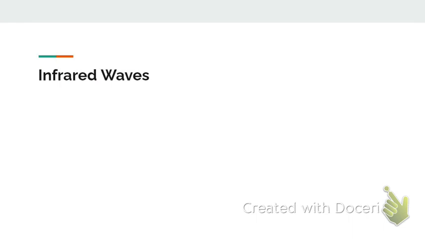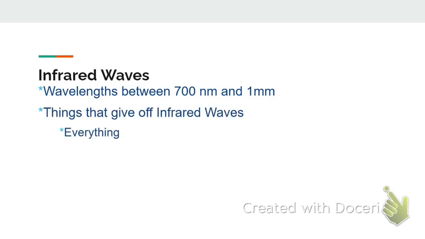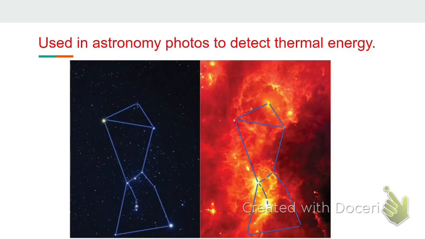Next is infrared waves. These waves are between 700 nanometers and 1 millimeter. Some things that give off infrared, well, everything gives off infrared waves. People give off infrared waves. Light bulbs, buildings, trees, all give off infrared waves or light. Warm things give off more infrared waves than cool things. So this is why we say that infrared is really seeing heat. For example, these are used in astronomy photos to detect thermal energy.